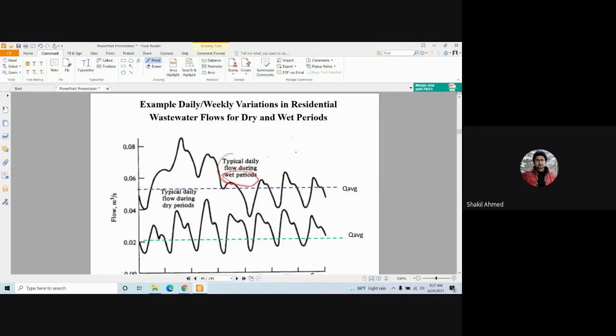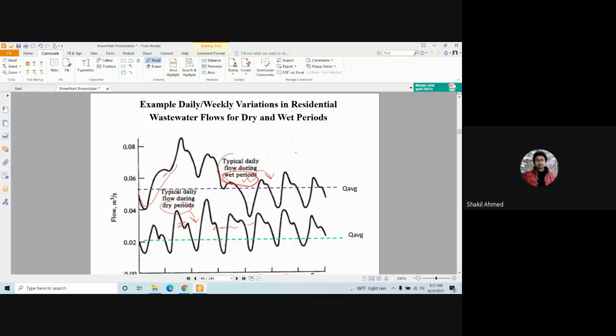Are you following me? Yes, sir. I told you that in summer we use more water. At the same time, if this is a combined sewer, there will be more rainfall. So the wet period load will be higher than the dry period load. This is the dry period load. This is the dry period and this is the wet period. Clear? Yes, sir.